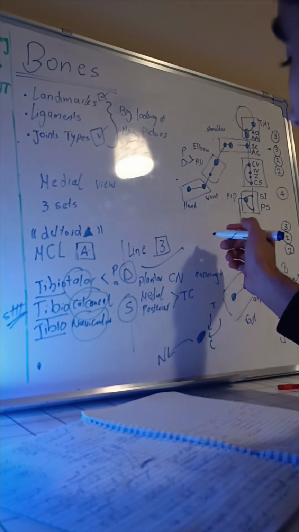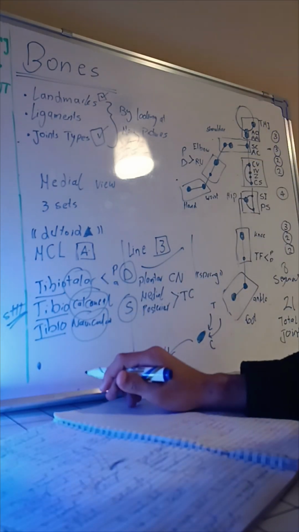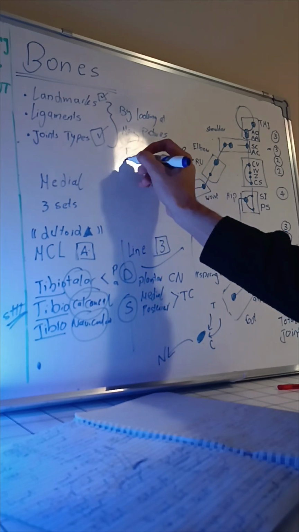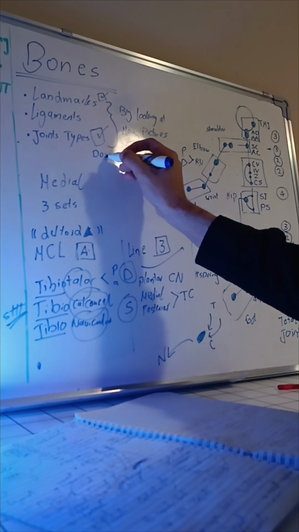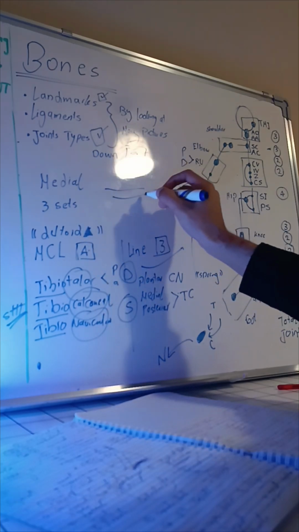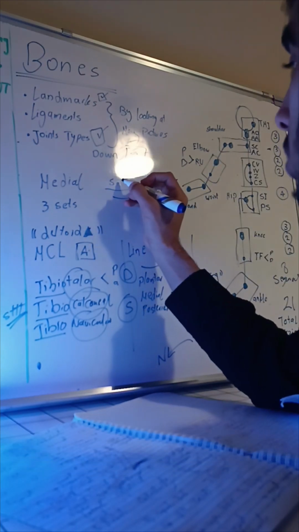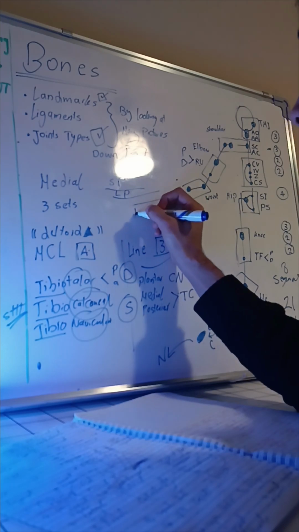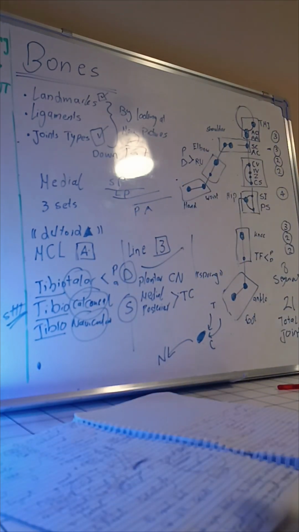Also, we're going to have 3 in the back, 3 in the bottom of the foot. There are 3 ones: the short plantar ligament, the long plantar ligament, and the plantar aponeurosis. Short plantar, long plantar, and plantar aponeurosis.